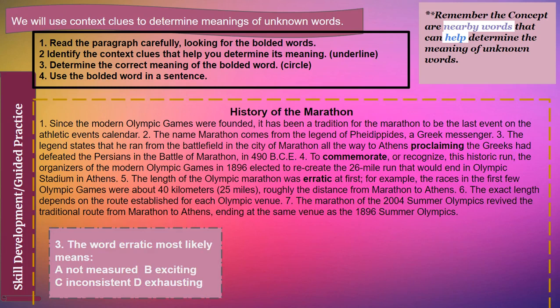So what about erratic? What do you all think? We have this word erratic. It says the length of the Olympic marathon was erratic at first. For example, so here we go. We're seeing different types of context clues. This is giving us an example. The races in the first few Olympic Games were about 40 kilometers, or 25 miles, roughly the distance from Marathon to Athens. The exact length depends on the route established for each Olympic venue. So it doesn't really seem like there is some consistency there.